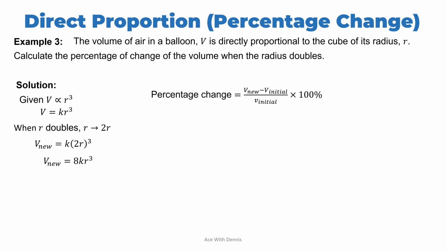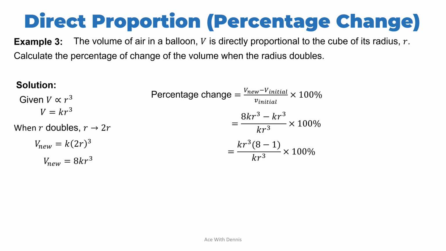The percentage change formula is the new value minus the initial value over the initial value times 100%. So for this case, the new value of V is 8kr cubed and the initial V is kr cubed. So the equation becomes 8kr cubed minus kr cubed over kr cubed times 100%.